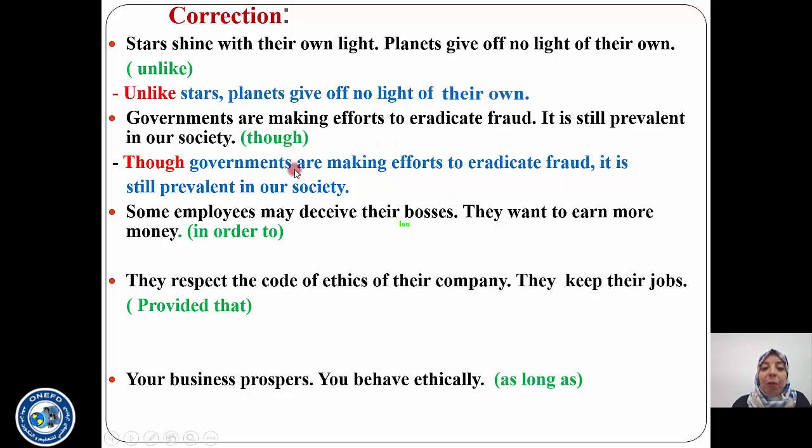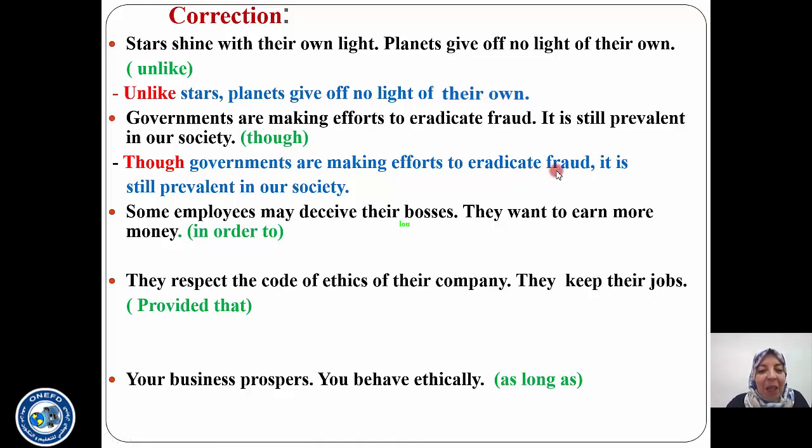Is it possible to inverse the sentence? Yes, of course. Okay, so you say "fraud" to replace it. Okay, to replace it, we can use "fraud". "Fraud is still prevalent in our society, though governments are making effort to eradicate it," to avoid the repetition.